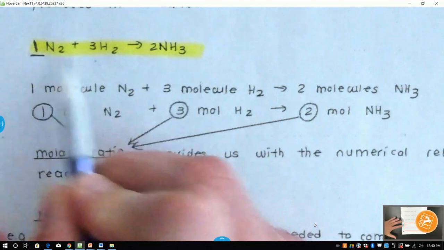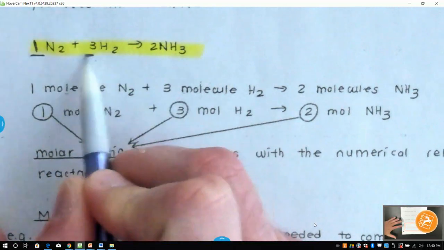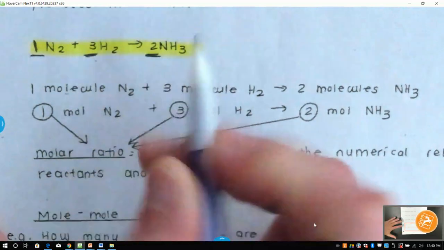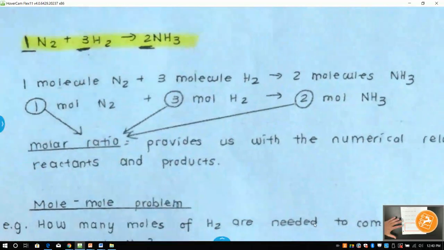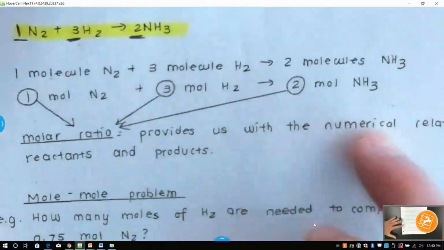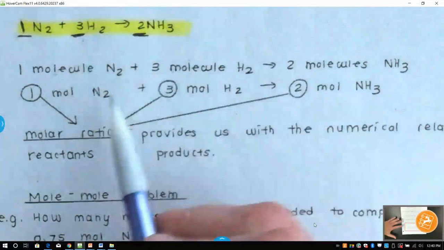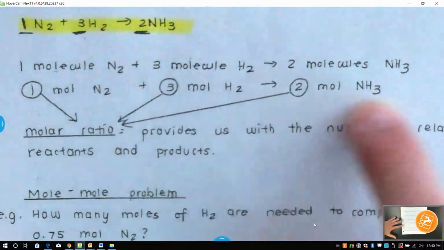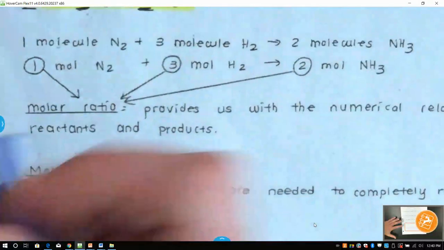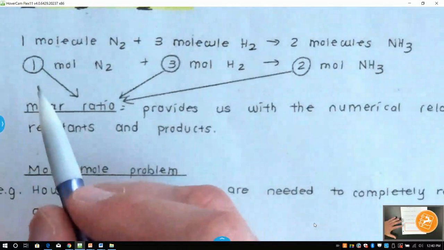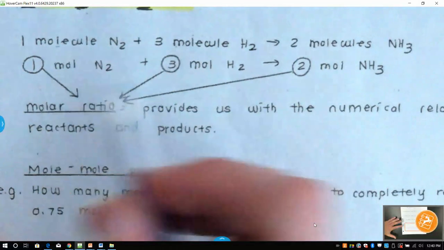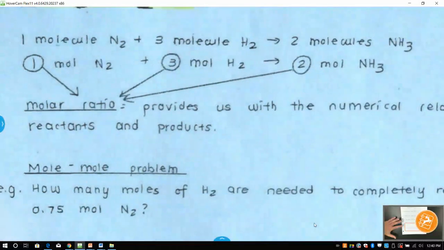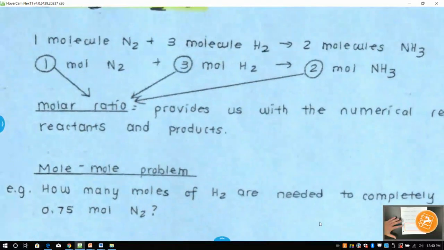What about for the hydrogen? And for the NH3? Those are super important. Those are our mole ratios. So for every 1 mole of N2, we need 3 moles of H2 in order to produce 2 moles of NH3. It would be like, we need 1 egg, 3 cups of flour to create 2 things of some baked good.